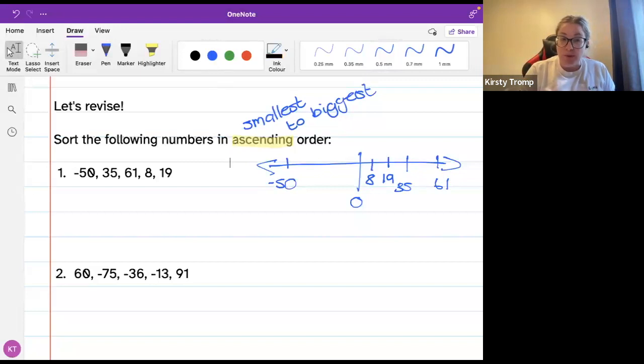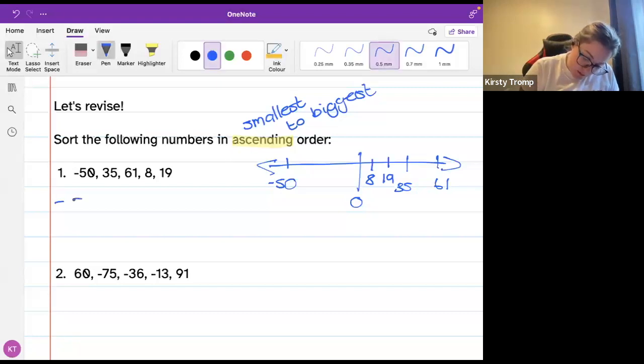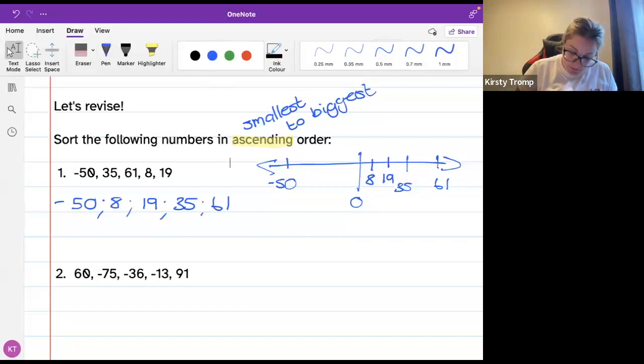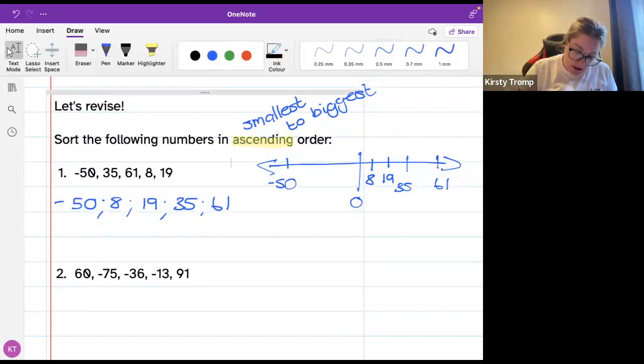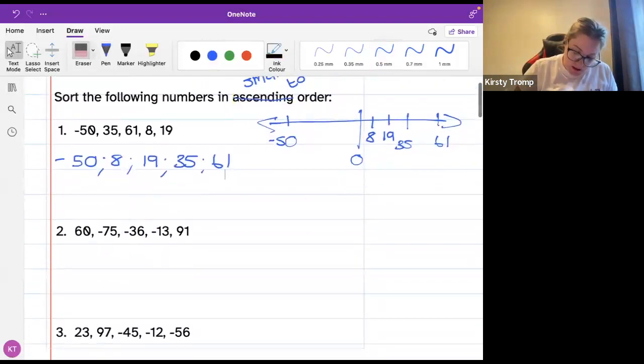So if I'm looking at putting the numbers from smallest to biggest, I'm going to look at the number that's furthest on the left of the number line. Because remember, when we did number lines last week, that's what we saw. The number furthest on the left of the number line is negative 50. Then I have 8. Then I have 19, 35, and 61. All right. So I hope that is familiar to you guys. I hope that rings a bell from last week.